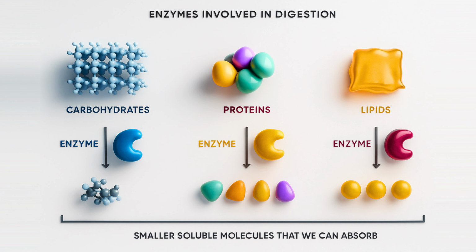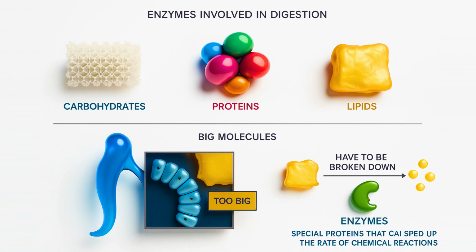In this lesson, we are going to explore how different biological molecules found in the food we eat, such as carbohydrates, proteins, and lipids, are broken down during digestion by enzymes into smaller, soluble molecules that our bodies can absorb. This breakdown is essential because the nutrients we consume in their natural form, like starch, protein, and fat, are often very large molecules, far too large to be absorbed directly into our bloodstream through the villi in our small intestine. Instead, they must be broken down into smaller, simpler units, and this is where enzymes come in.